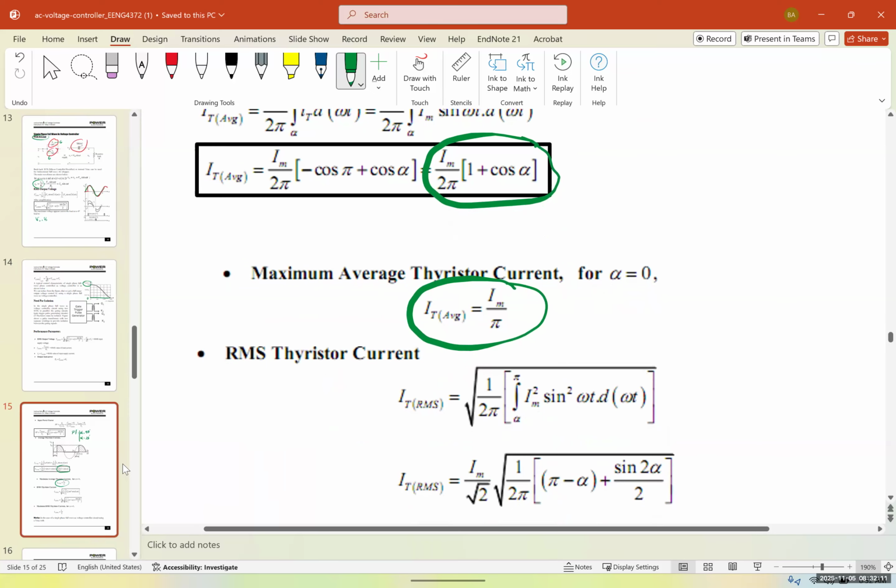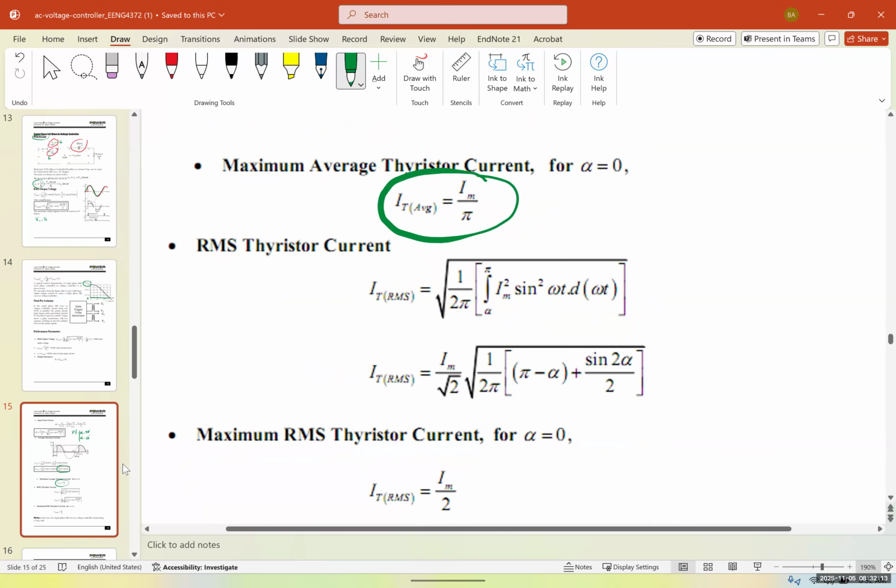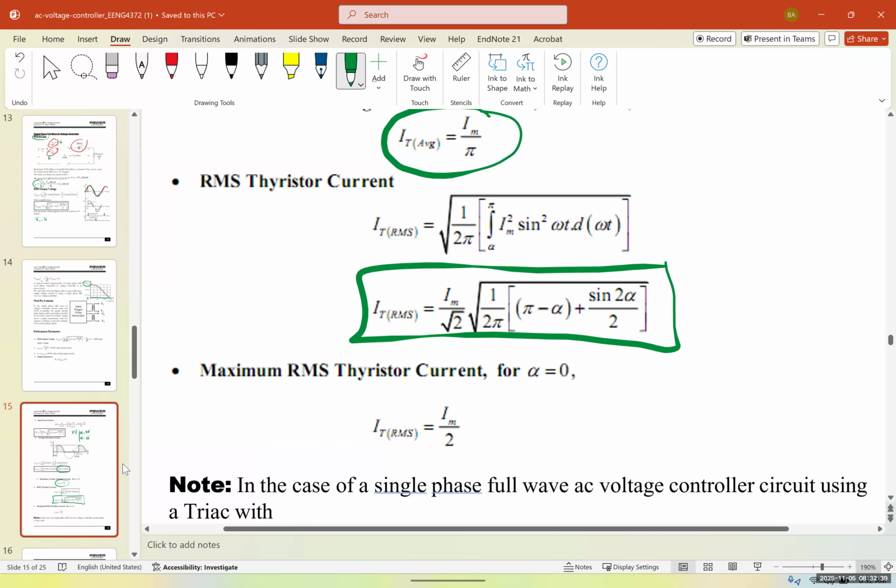And the RMS thyristor current would be equal to the same equation that we had for the voltage times Im over square root of 2. So the second part is the same that we had for the RMS voltage, because the shape of the graphs are exactly the same and they don't have any phase shift. And the maximum RMS thyristor current for alpha equal to 0 is going to be equal to Im over 2.